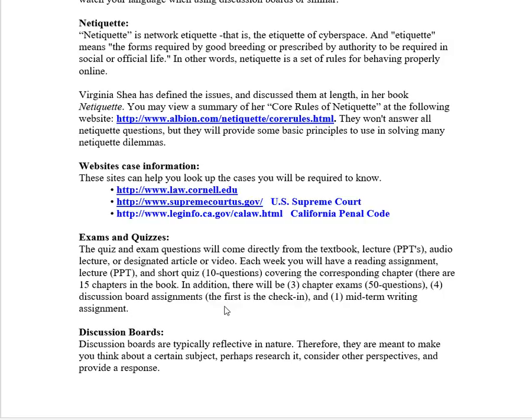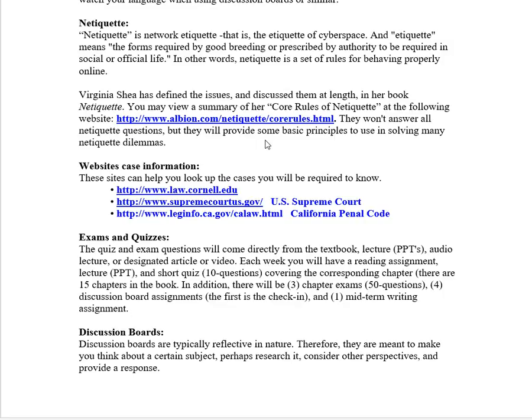There's an author of a book called Netiquette. Her name is Virginia Shea, and she's defined the issues relative to this netiquette thing and discussed them in one of her books. This link right here is to some of the core rules, a summary of what she has written. They're not going to describe all the questions, but they do give you some principles on different etiquette rules that we should follow.